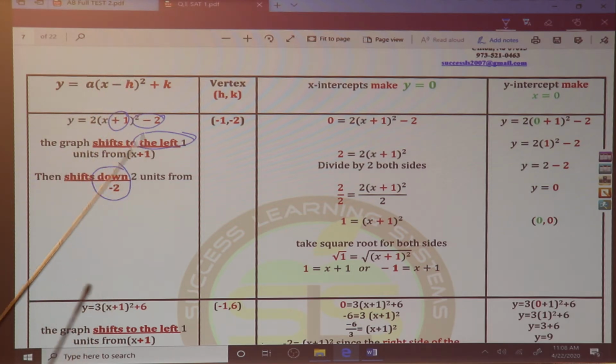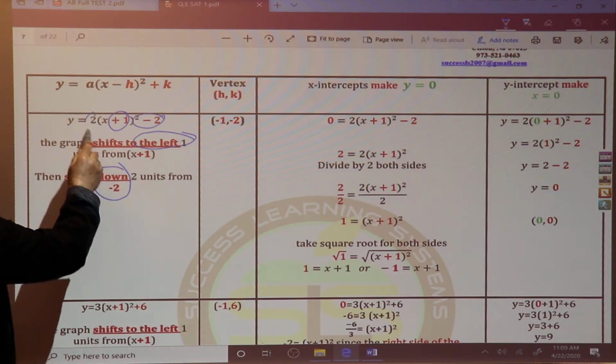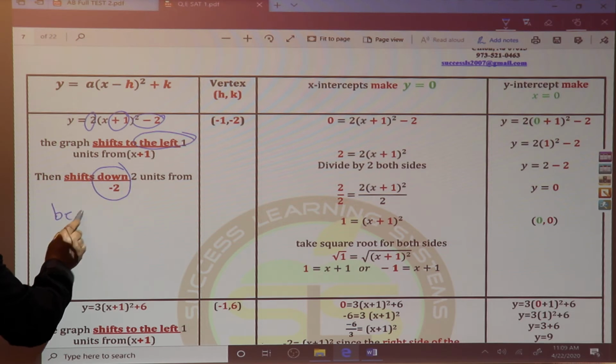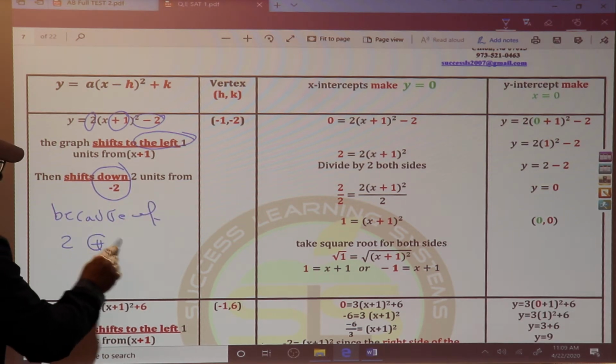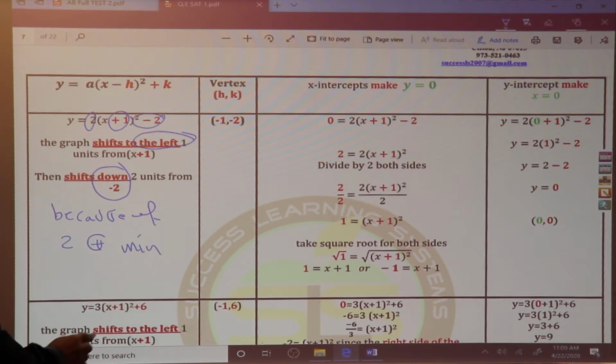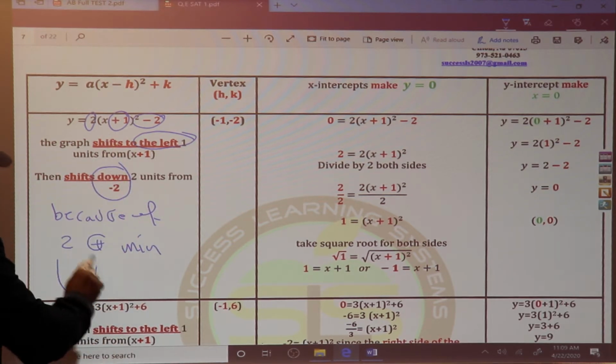Anything that comes with x, you decide the shifting left or right. Anything by itself out there, which is the k, means the shifting up and down. And this is a minimum. Why minimum? Because the 2 is positive, which means minimum. Okay, the graph will look like this.